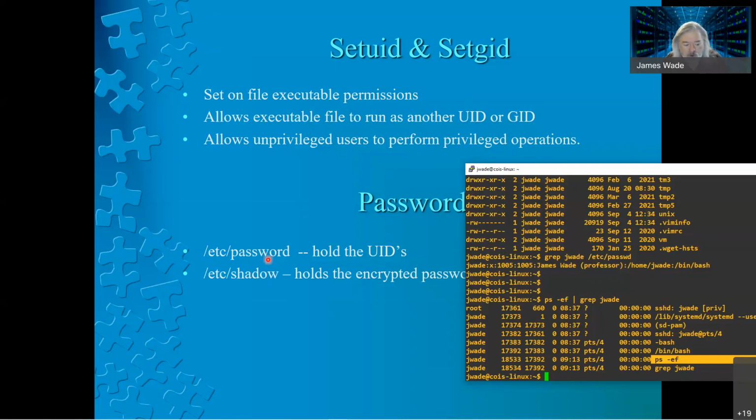The etc password file holds the UID. I just showed you this. And shadow holds the encrypted password.